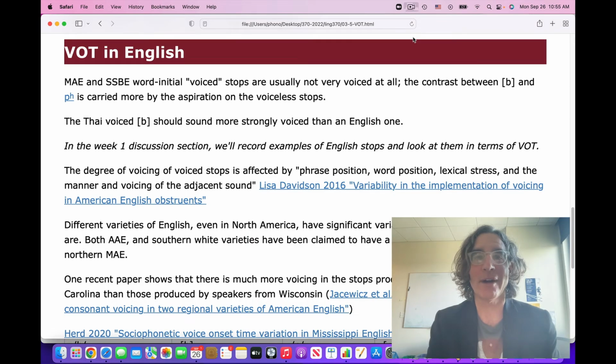Now we turn to something complicated and interesting and maybe confusing. In a lot of varieties of American English and British English, the word initial voiced stops are not very voiced at all. The contrast between ba and pa is carried more by the aspiration on the voiceless stops. And so even what you were just listening to in Thai, the Thai voiced ba should sound more strongly voiced than an English one. And you might have even thought that the voiceless unaspirated pa sounded something like an English voiced stop.